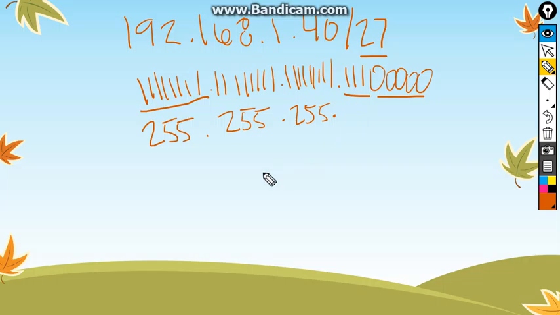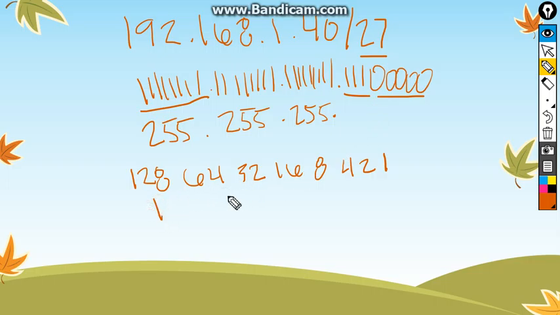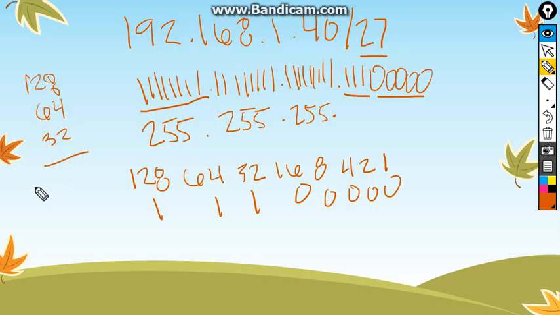What do these 3 ones mean? Well, we go back to our chart that we need to remember: 128, 64, 32, 16, 8, 4, 2, and 1. So we place the last octet of the subnet mask on our chart, and then we add it all up. 128 plus 64 plus 32 equals 224. So we know that the subnet mask of a /27 is 255.255.255.224.